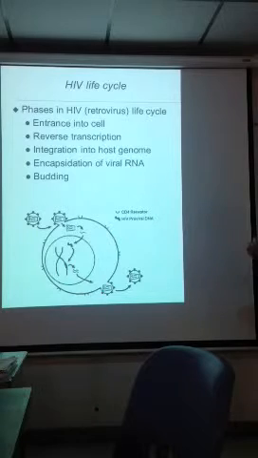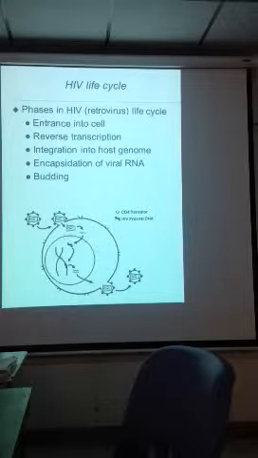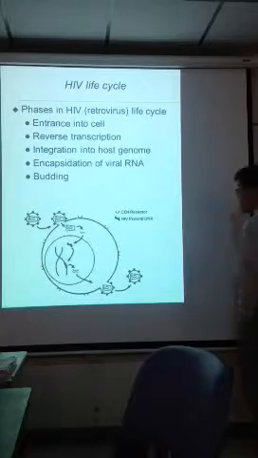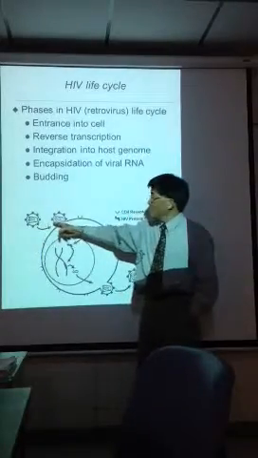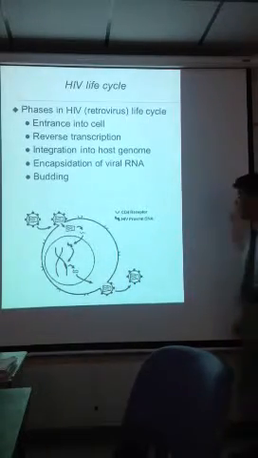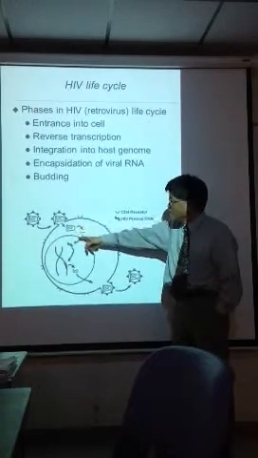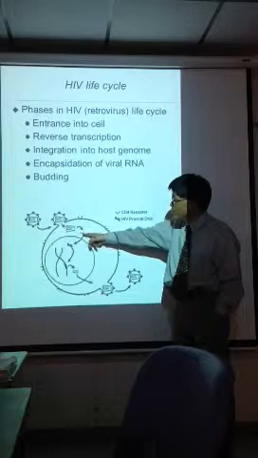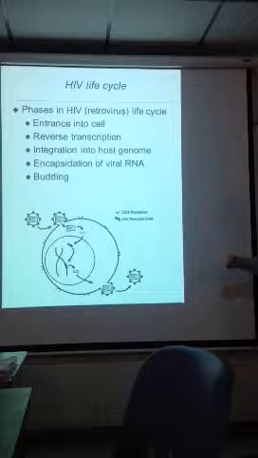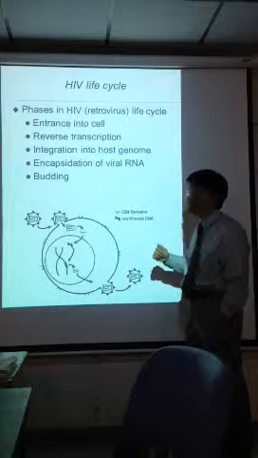Now this is a summary of what happens during a retrovirus life cycle, the HIV life cycle. This is presented in simplified form. Here we have the virus. It infects the host cell. This will be a T cell. And then the viral genome, which is going to be RNA, enters the cell, and there's a process that we're going to go into called reverse transcription.